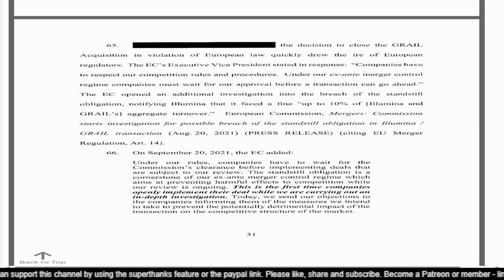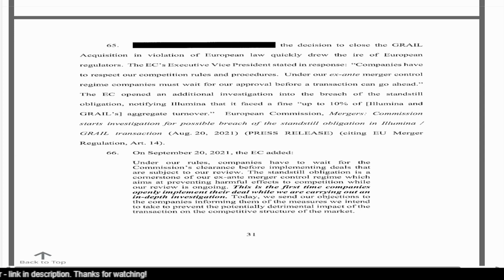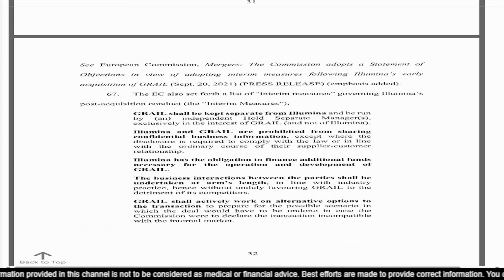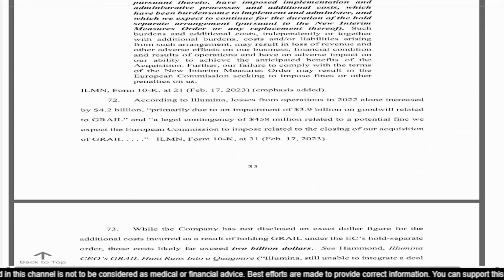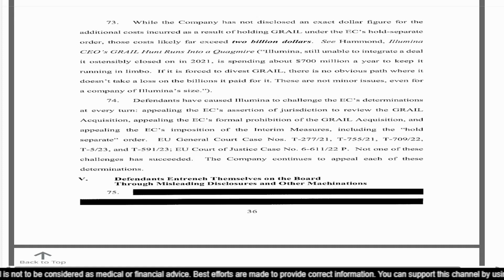So basically they are laying the foundation here of what the law is and how Illumina had allegedly run roughshod over the law, and they are also showing that even the EU felt the same. So that's why they have produced this section here, in my opinion. And we go on to page 36. Well, there are a lot of redactions here.